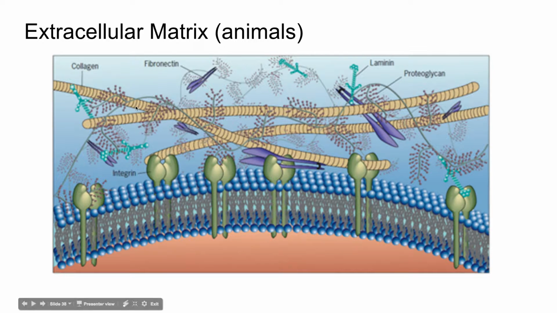Collagen fibers, they're thick protein fibers that provide strength to a tissue. So for example, you have collagen in your skin. Okay, the skin has some strength to it. It's not just a collection of loose cells, it does have some strength.